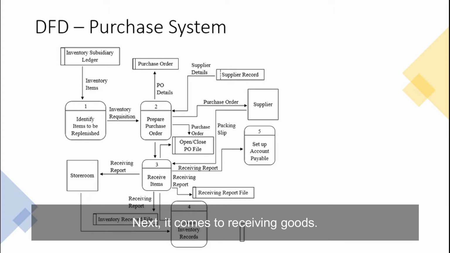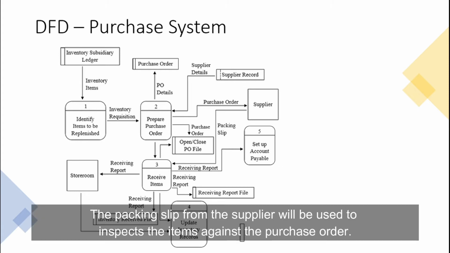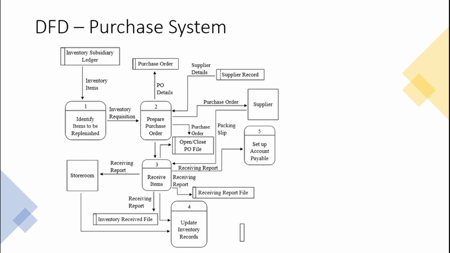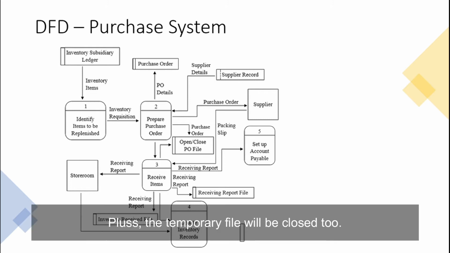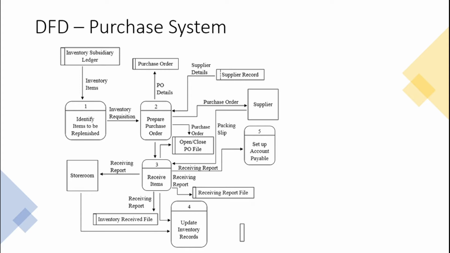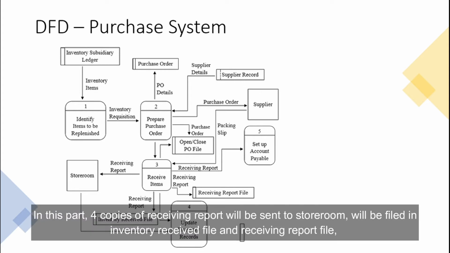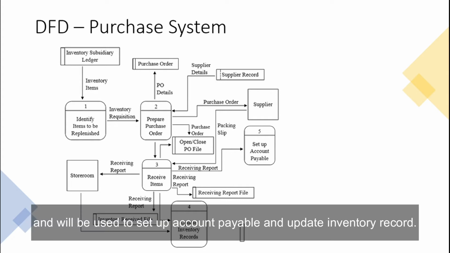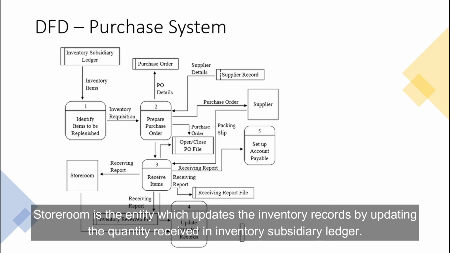Next, it comes to receiving goods. The packing slip from the supplier will be used to inspect the items against the purchase order. Plus, the temporary file will be closed too. In this part, 4 copies of receiving report will be sent to storeroom and will be filed in inventory receipt file and receiving report file, and will be used to set up accounts payable and update inventory report. Storeroom is the entity which updates the inventory reports by updating the quantity received in inventory subsidiary ledger.